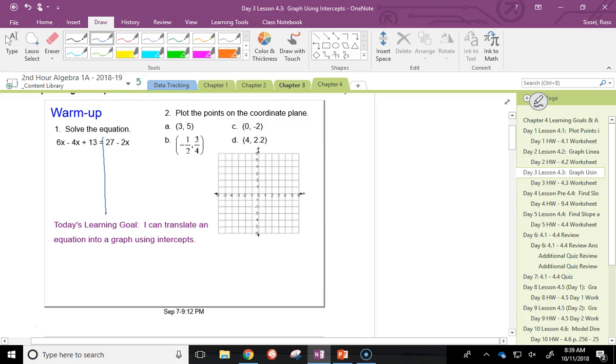Solve the equation. We have 6x minus 4x plus 13 equals 27 minus 2x. What's the first thing we need to do? Get the x's to one side. Okay. There's one thing I want to do before that. Jackson? 6x and 4x. Okay, we want to do our like terms first, because we have like terms there, we're going to simplify. 6x minus 4x is 2x.